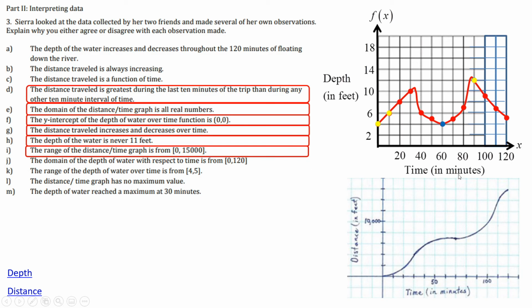The domain of the depth of water with respect to time is from 0 to 120. So here, depth with respect to time from 0 to 120. We agree. My x min is 0. My x max is 120. That one worked. Good job, Sierra. The range of the depth of water over time is from 4 to 5. That'd only be from here to there. And we're going all the way up to, it looks like at least 12 feet right there. So, got to disagree there, Sierra.